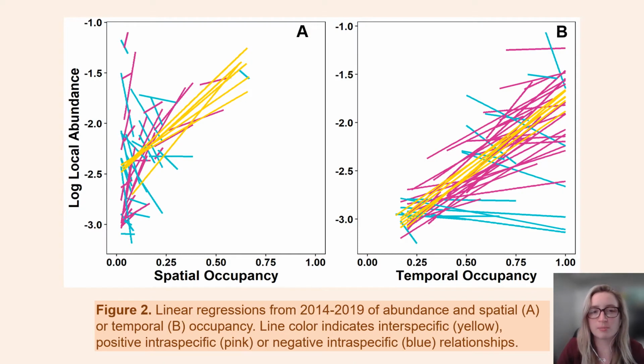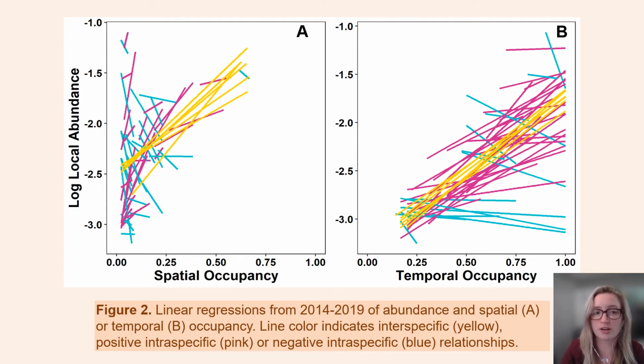We characterized the abundance-occupancy relationships of 53 small mammal species from 2014 to 2019. We did so through linear regressions and assessed the relationships both intra- and inter-specifically. Intraspecific regressions are single-species relationships where the individual values represent different years, and interspecific regressions are relationships across multiple species within a single year. So Figure 2 shows our intra- and interspecific relationships that we observed.